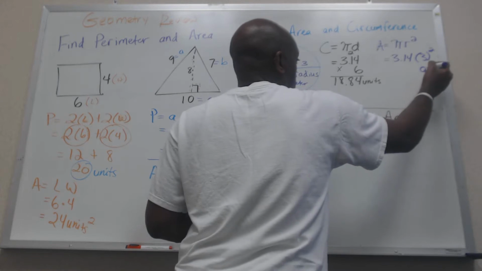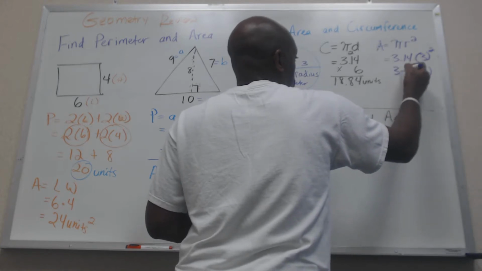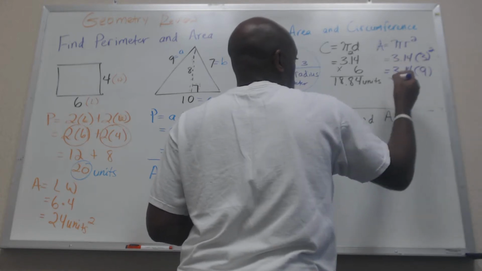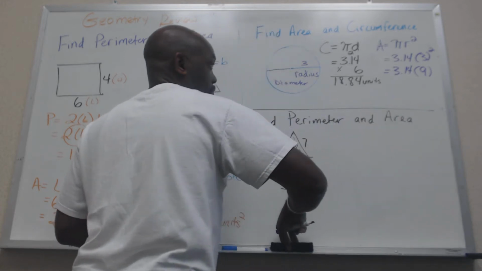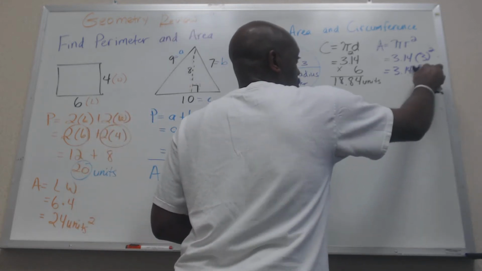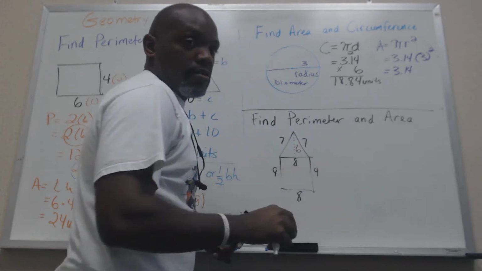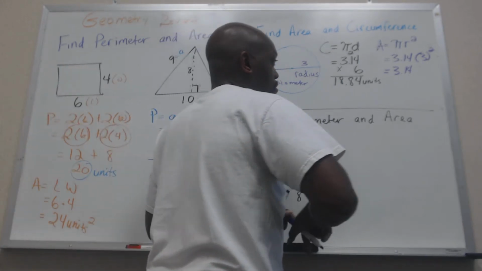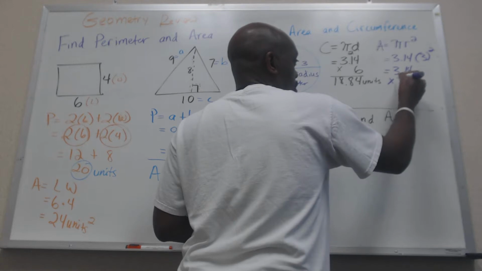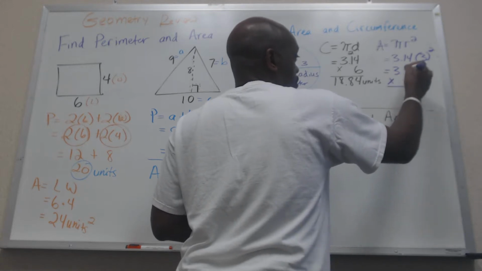You have 9 times 3.14. And so I'm going to write it vertically. All right, hopefully it's making sense for you. If not, just pause the video and rewind.